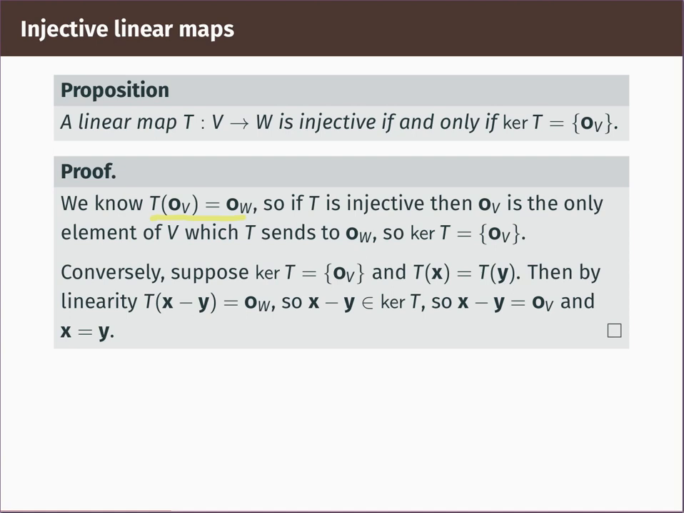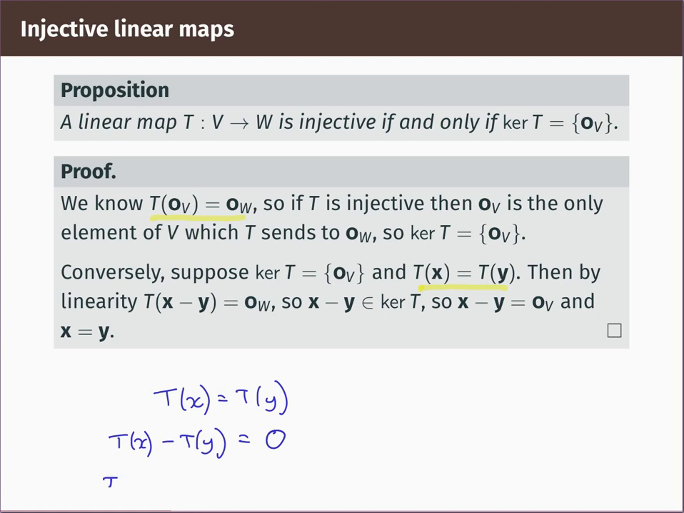For the converse, let's suppose that the kernel of T is just the zero vector, and we're going to prove that T is injective. So we'll suppose that T of x and T of y are equal for some vectors x and y in V, and for injectivity we've got to prove that actually x must be equal to y. But the thing is, we can use linearity to do that. If you've got T of x is equal to T of y, then you can subtract from both sides to get T of x minus T of y is equal to 0.